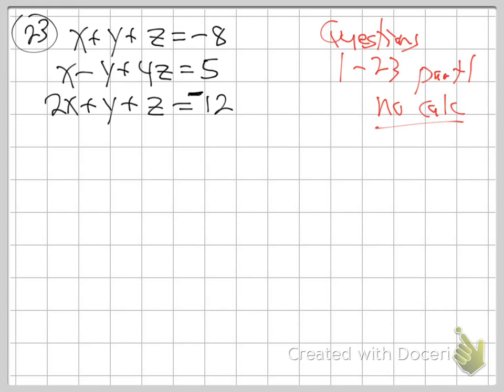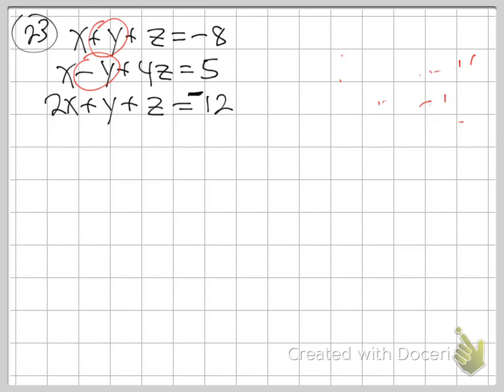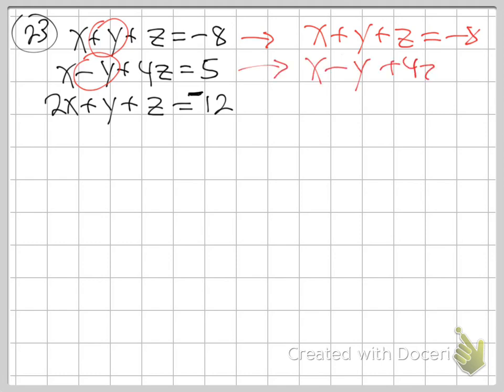All right, so how do we solve this thing? Got to get stuff to cancel, don't we? So like, see how plus y and minus y, if we add those up, they'll cancel. And then we're also going to do the bottom 2 to cancel. So let me do that. I'm going to bring this over here. So x plus y plus z is minus 8. X minus y plus 4z is 5. Add those up. 1x, 1x, 2x. See how the y's cancel there?